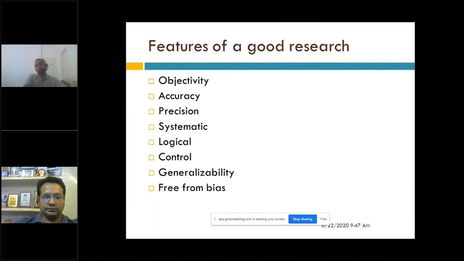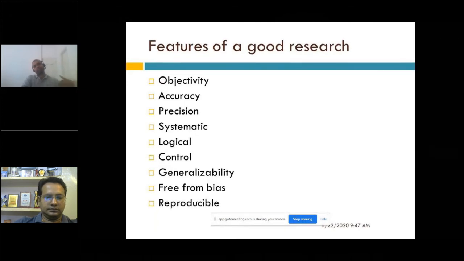Free from bias. There must not be any bias in our reporting. If we have bias or any prejudice, or we try to give opinion instead of actual findings through research, then the research is defective. We should avoid these things in our research effort.